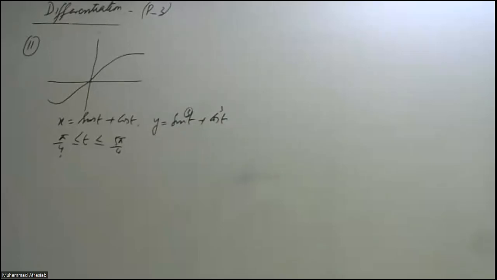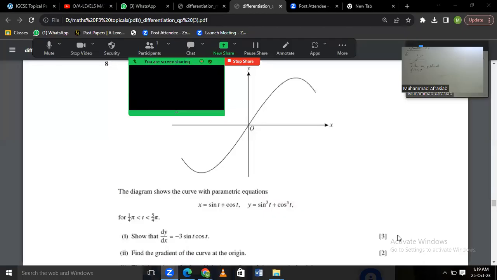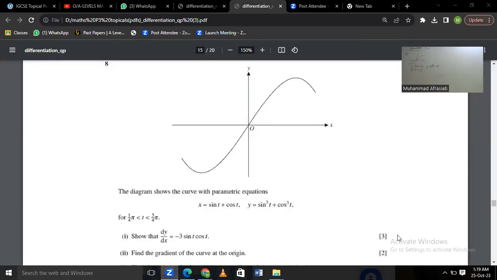We are now solving question number 11 for A2 level P3, for the topic of differentiation. The question statement is: the diagram shows a curve with the parametric equations x = sin t + cos t and y = sin³t + cos³t, where t lies between π/4 and 5π/4. Show that dy/dx = -3 sin t cos t.